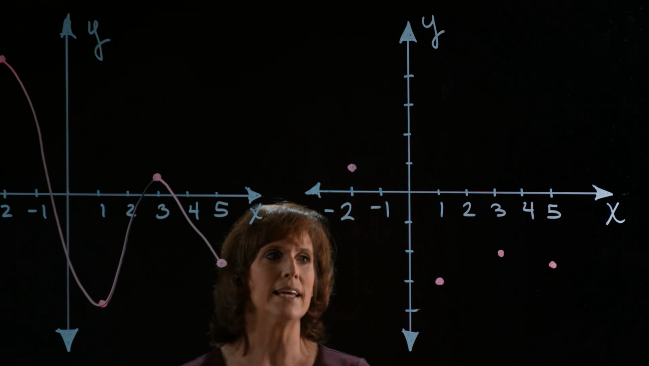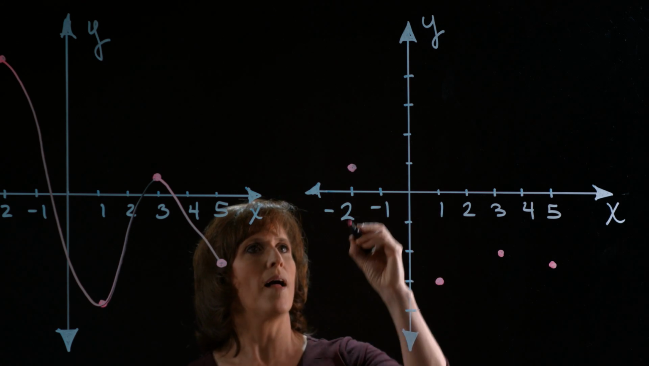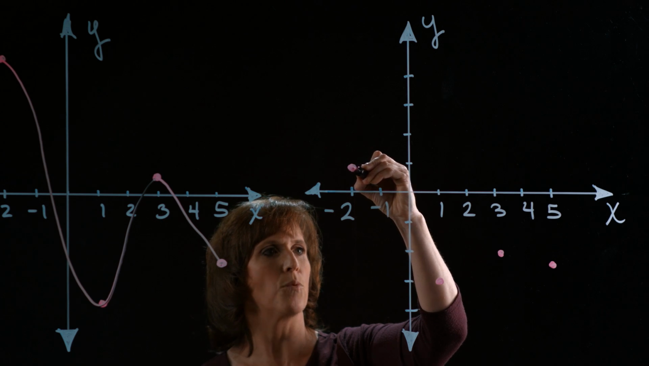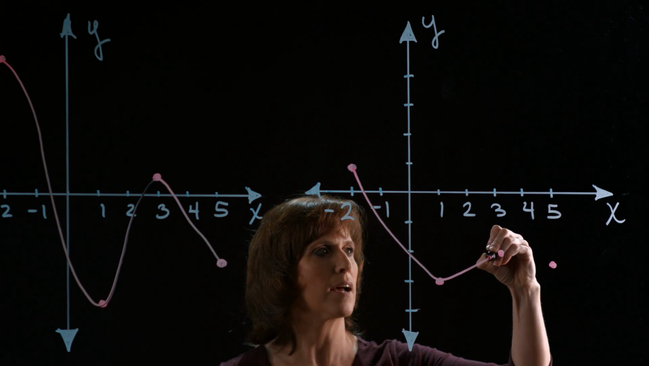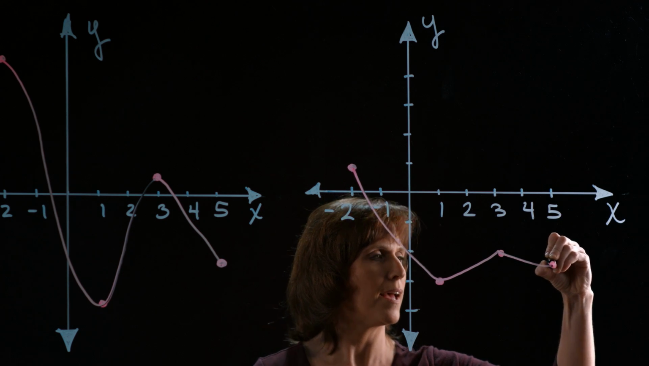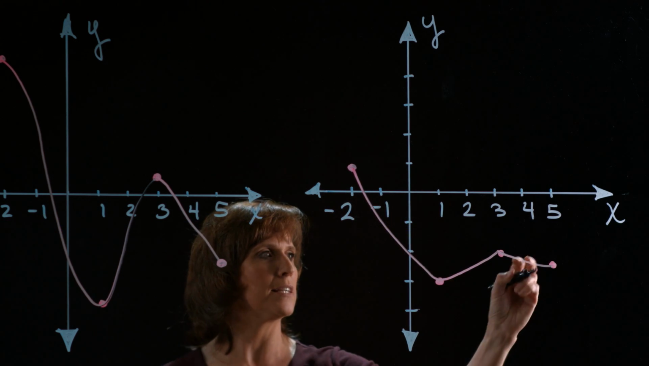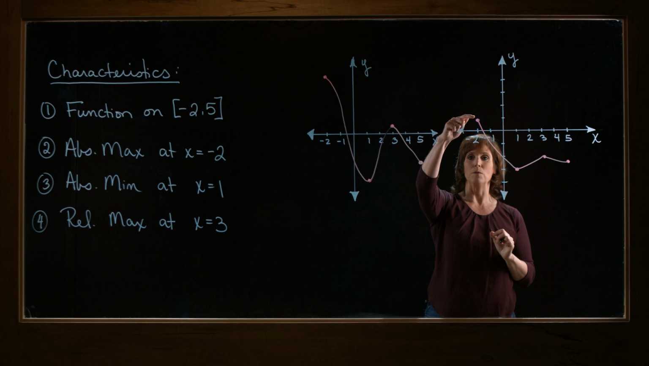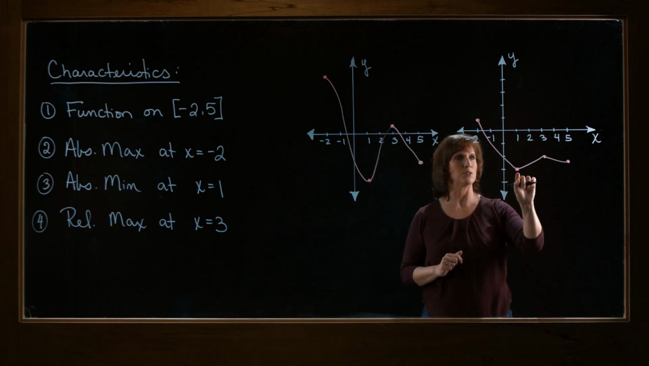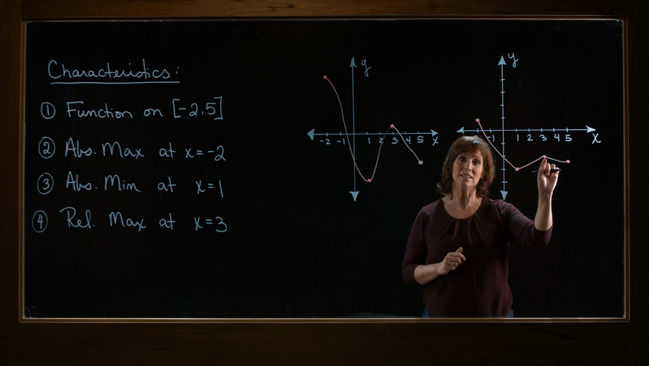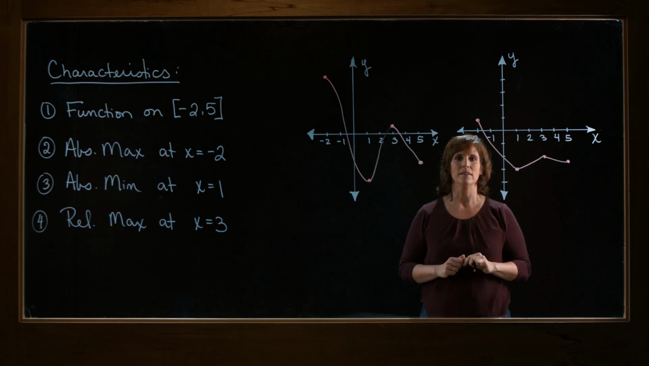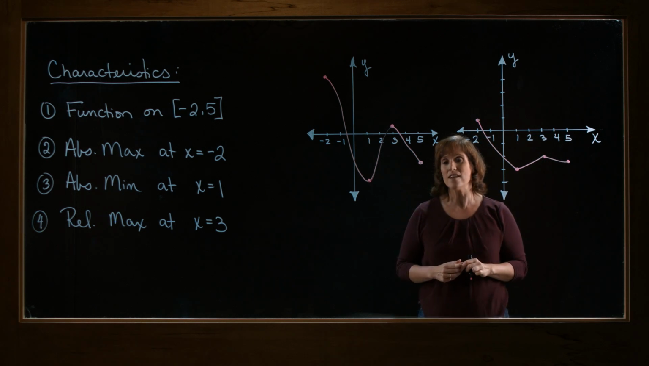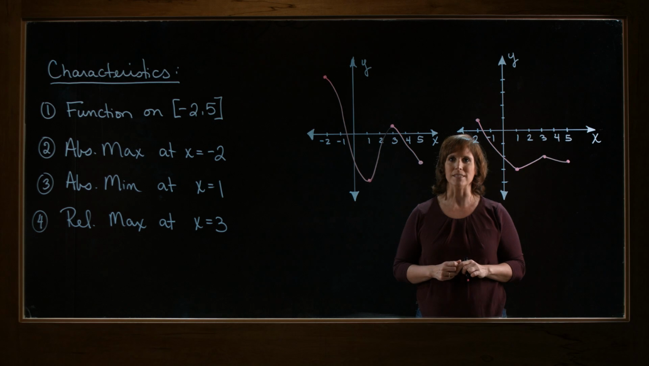So let's see, how can I connect these points? Well, I can connect them in a variety of ways, but one way would be to bring them down, come up to a point, and then continue till I hit my endpoint. My absolute maximum happens at -2, my absolute minimum at 1, I have a relative maximum at 3, and it ends at 5. See if you can think of another way of connecting all these points together.